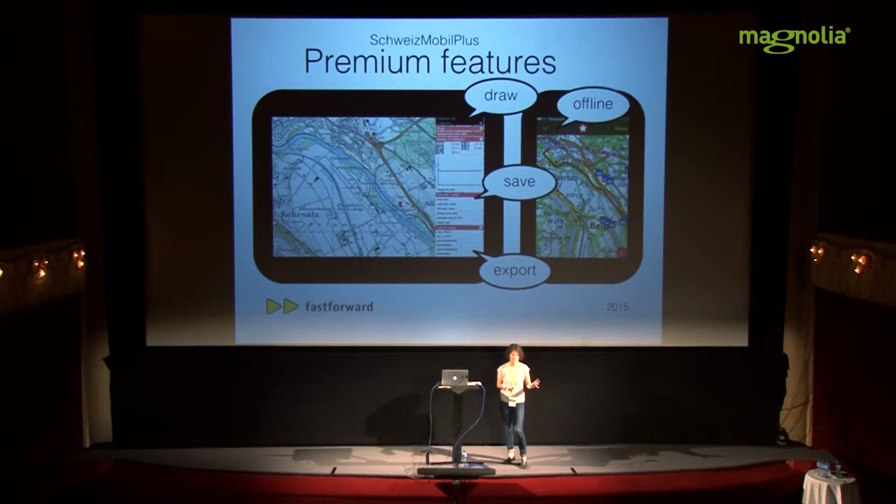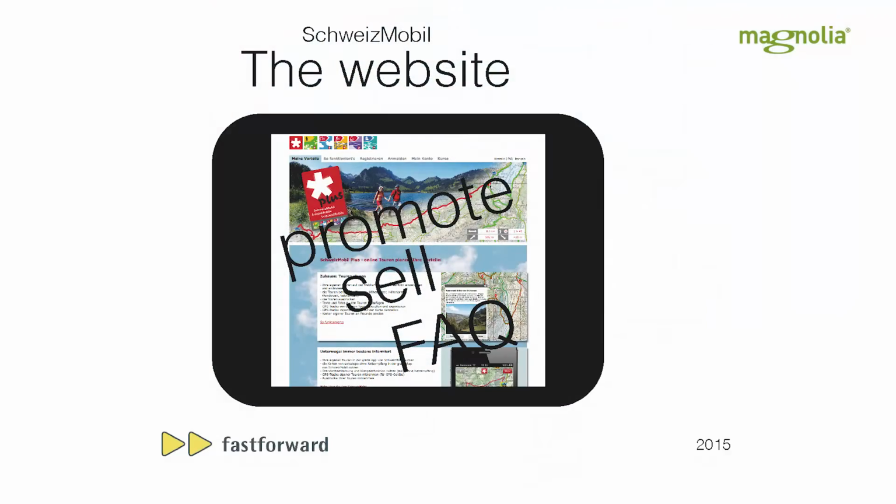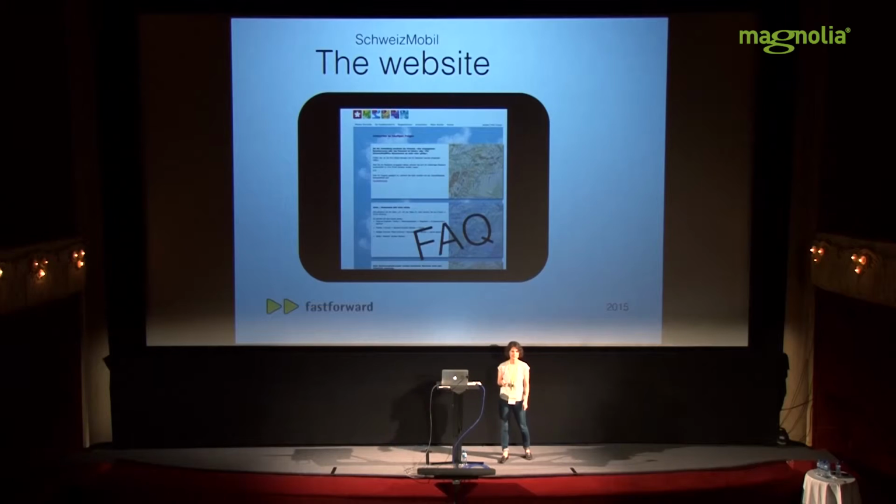You can export your route, and you can use portions of the maps offline in the app should you go to an area in the mountains that might have sketchy cell reception. This is where we come into play. We put together the website to promote these premium features, where you can sign up for them, and where you will find answers to frequently asked questions.